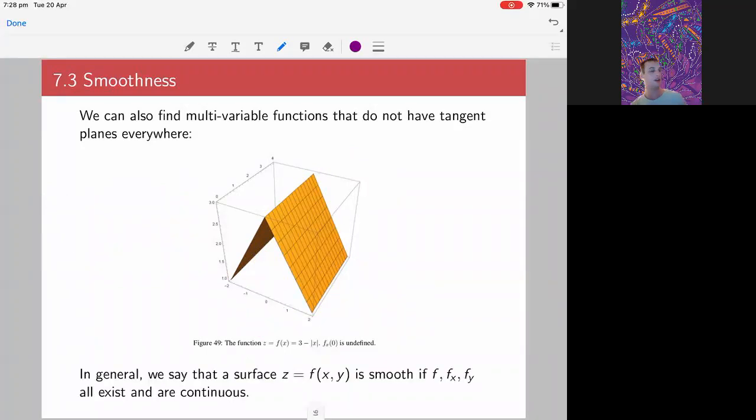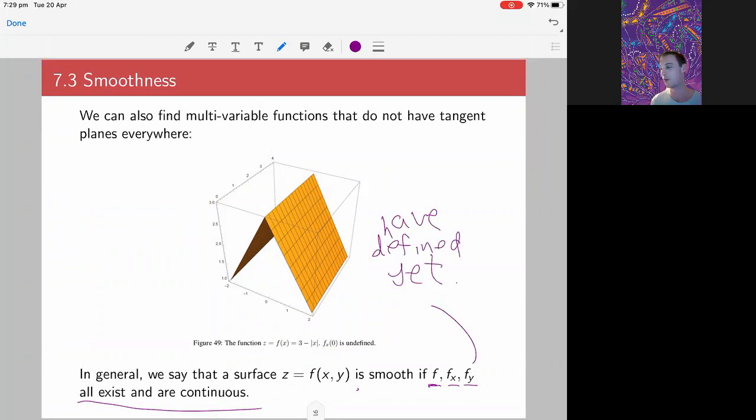In general, what do we actually mean when we say a function is smooth? We mean that, at least in the case of two variables, both the function and its two partial derivatives all need to exist and they all need to be continuous. Now, we haven't defined these yet, but maybe some of you know what's going on here. We say it's smooth if these are all defined and continuous. This example here is one that is not smooth.